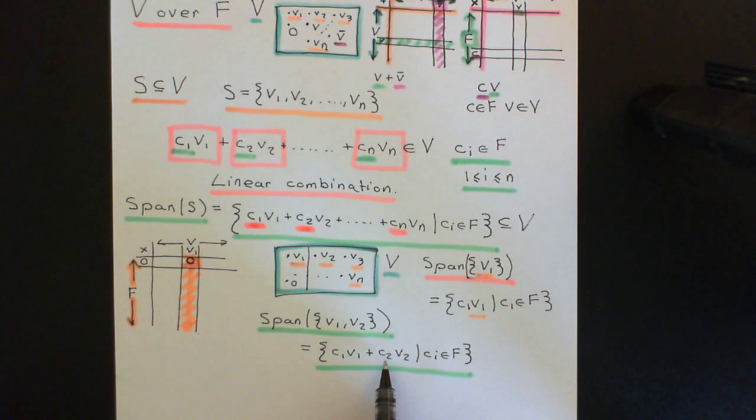So we could just let C2 equal 0. C2 can vary over all elements of the field, capital F.